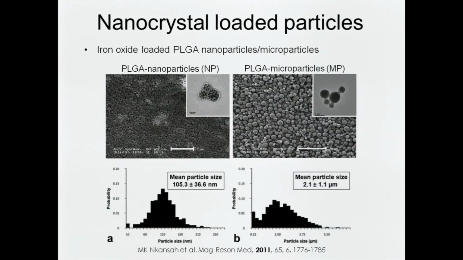And so here's some of the data where they show that using SEM, you can control the size of these particles, ranging from as little as 100 nanometers to over 2 microns. And if you look here in the electron microscopy, you can see the iron oxides that are embedded in the polymer cores.